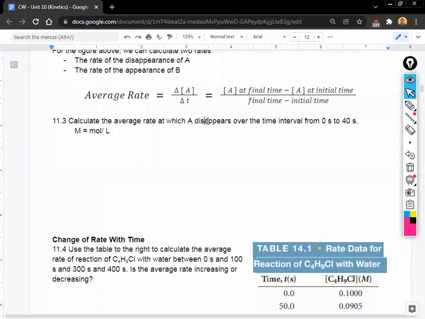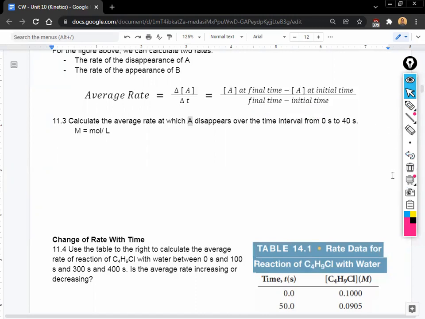Okay, so what we're going to want to do is find the concentration of A at the final time and the initial time, because we want to plug everything into this formula. We already know the final time is 40 seconds, and the initial time is 0 seconds, and we're going to be subtracting that. So the bottom of the fraction will be 40 minus 0, so it's just going to be 40. What's important to us is the concentration of A at the final time at 40 seconds and the concentration of A at the initial time, which is 0 seconds.